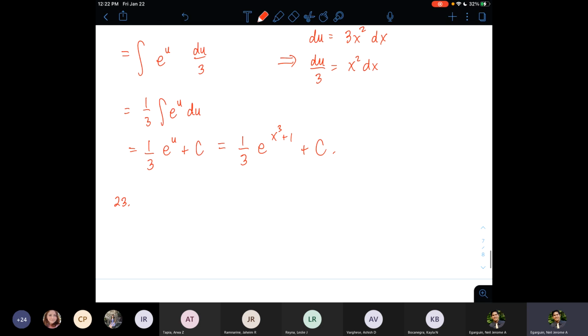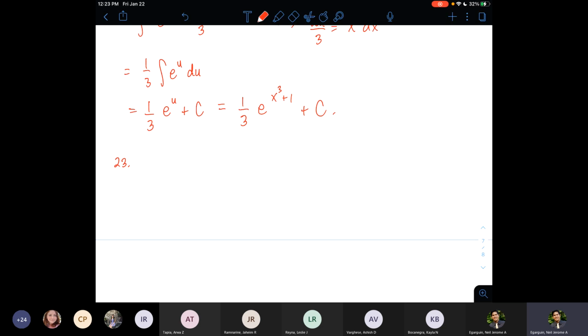If there are no reactions from the chat, then I'll go ahead with the next problem. It's problem 23. Well, or I'll modify problem 23. The worksheet asks for the definite integral from 0 to 1, but I don't want to do the arithmetic. I leave that, guys, to you. So I'll just compute the indefinite integral: 2x plus 2 all over the square root of x squared plus 2x plus 1 dx. All right.